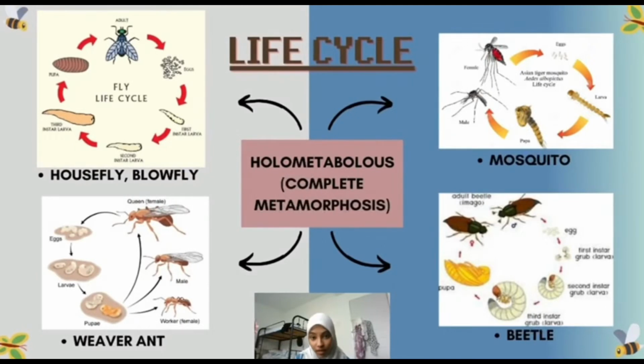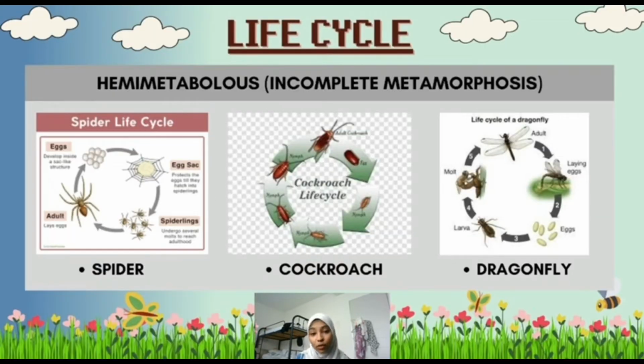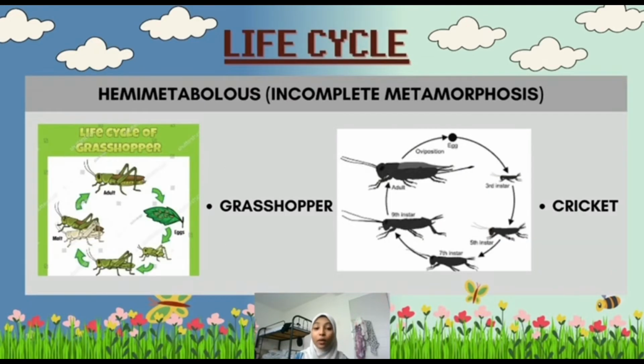Moving on with the life cycle part, here we only captured insects with holometabolous, which is known as complete metamorphosis, and hemimetabolous, which is known as incomplete metamorphosis. Insects with holometabolous development include housefly, blowfly, mosquito, weaver ant and beetle. Meanwhile, insects with hemimetabolous development include spider, cockroach, dragonfly, grasshopper and crickets.